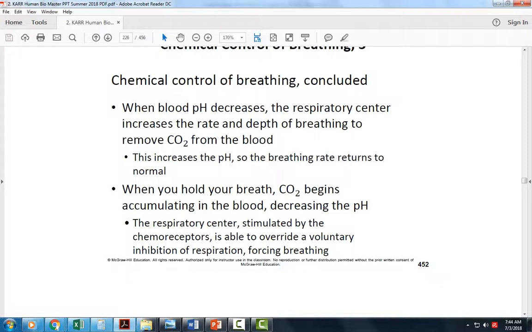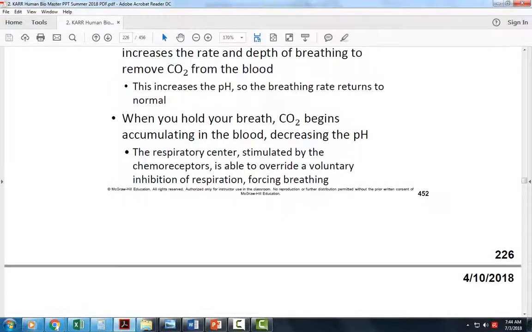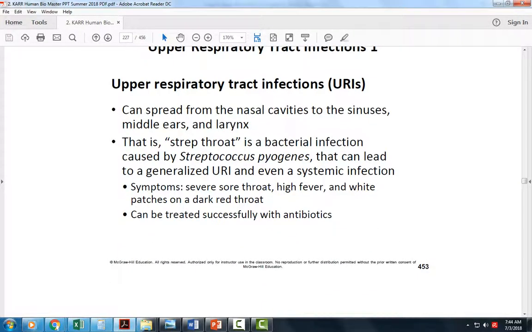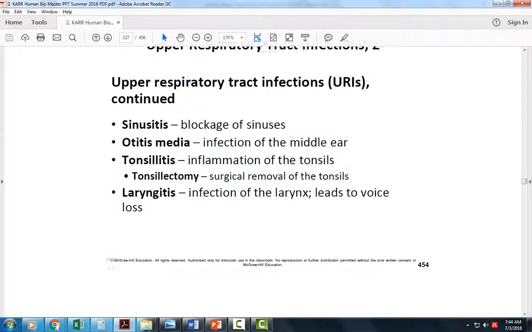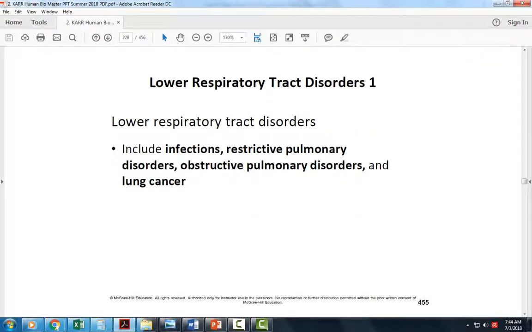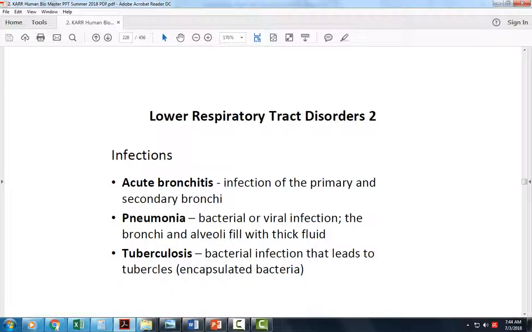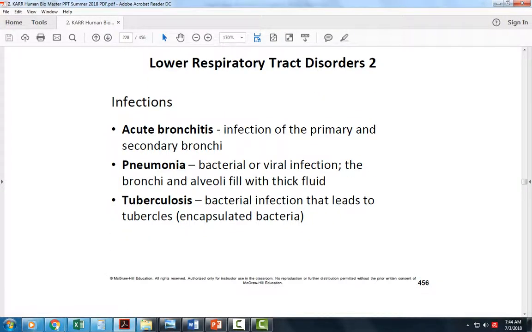So the rest of these are just infections and conditions related to the respiratory tract. I'm going to let you read over those on your own, and that also is part of your discussion board this week. So that concludes our lecture on the respiratory system.